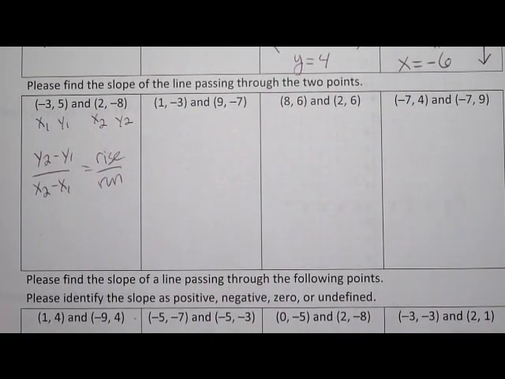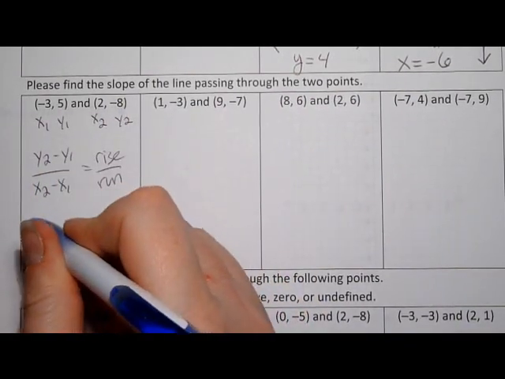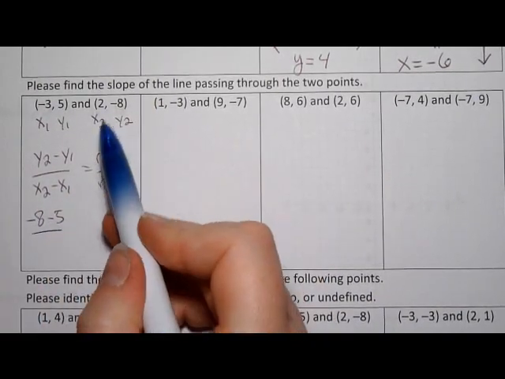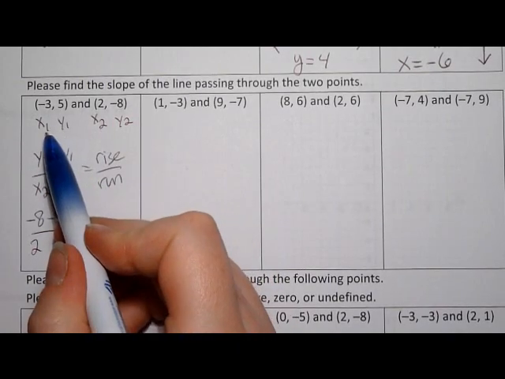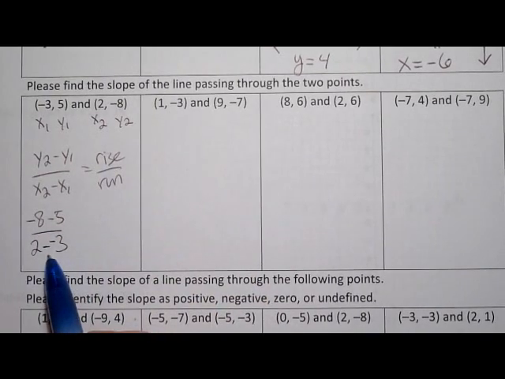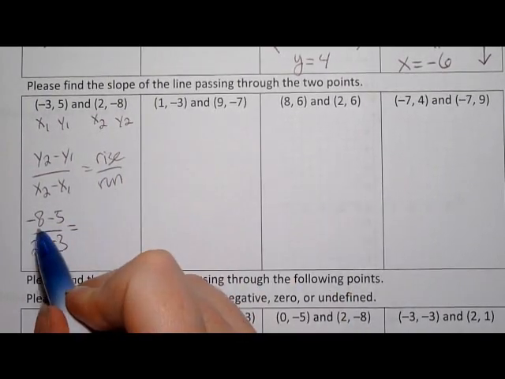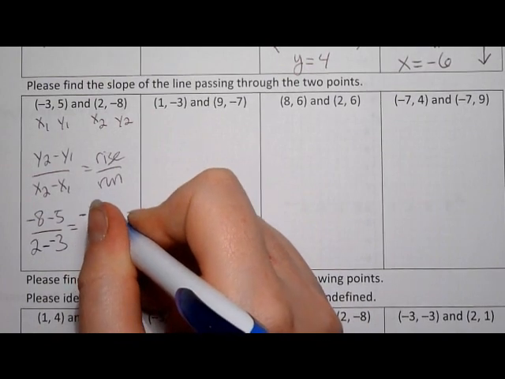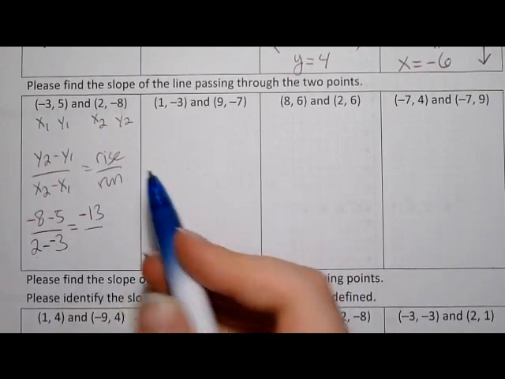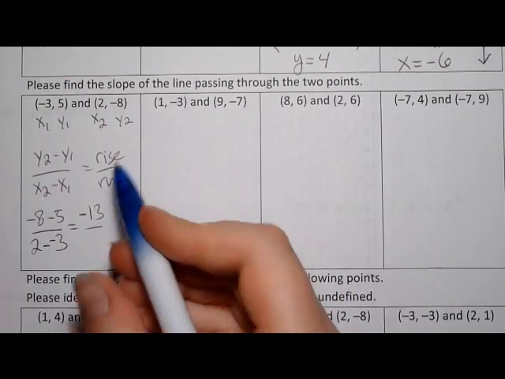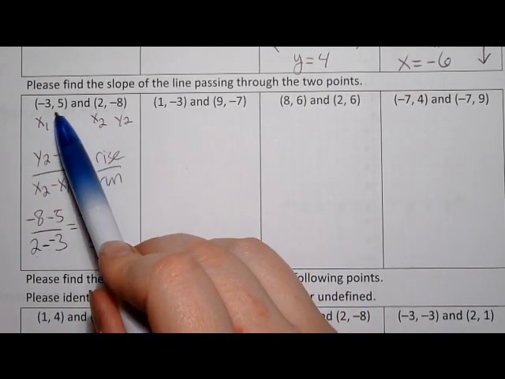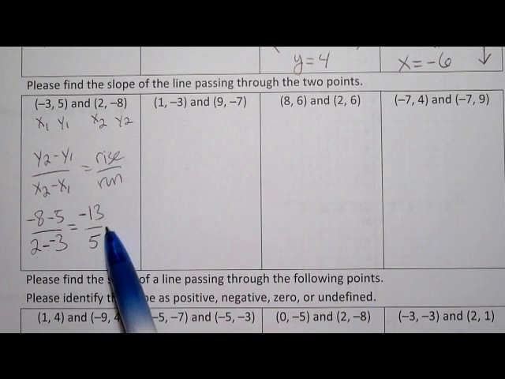And I'm going to plug in the values. y2 is -8. y1 is 5, so I subtract 5. x2 is 2. x1 is -3, so I'm going to subtract -3. Note the double negative. -8 minus 5 is -13. 2 minus -3 is 2 plus 3. 2 plus 3 is 5. So the slope of the line that passes through these 2 points is -13 over 5.